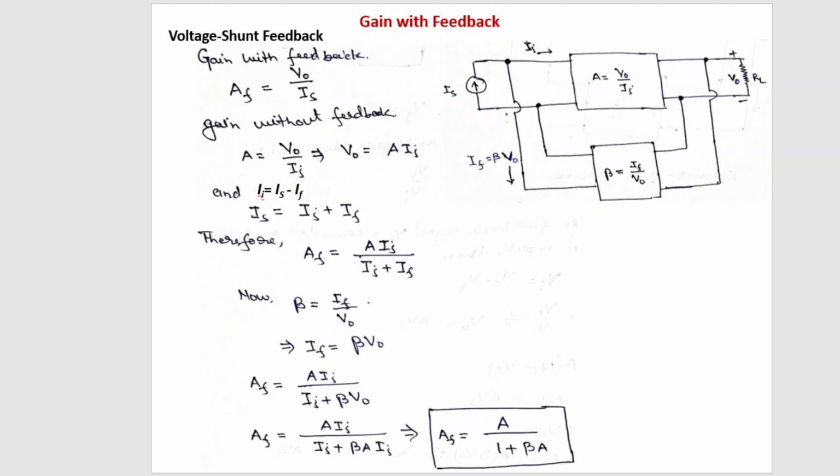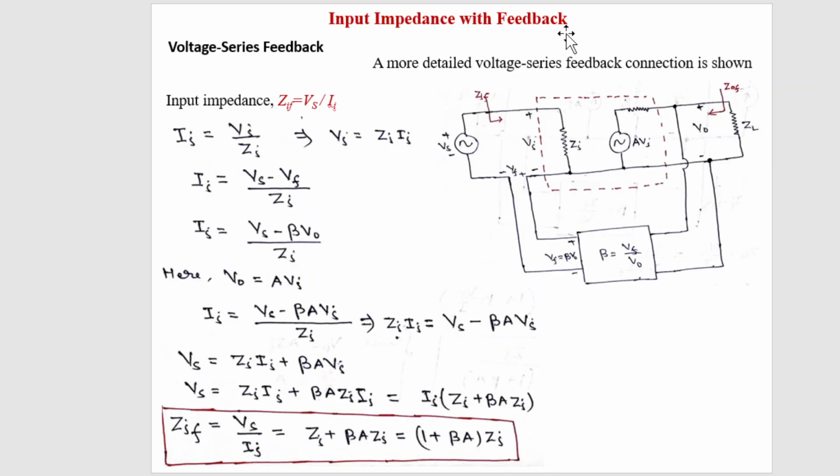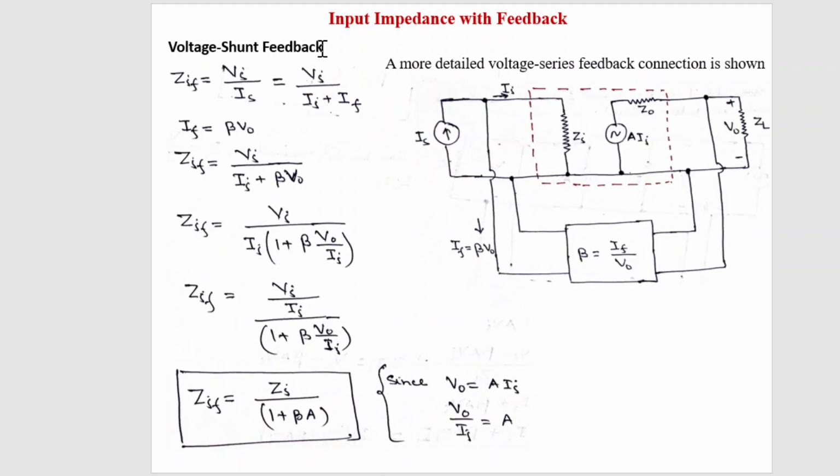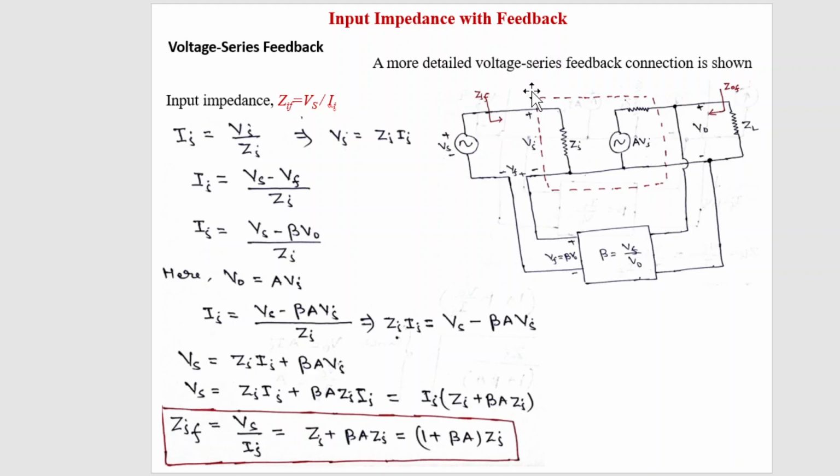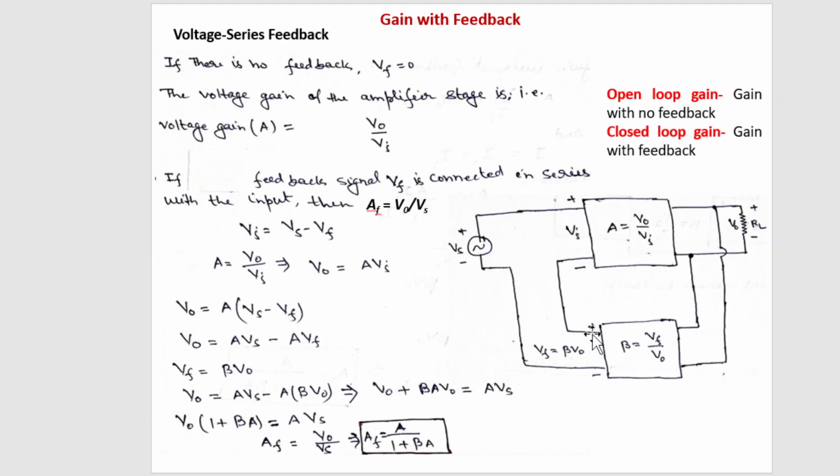other parameters, that is the input impedance, and how the input impedance is changing when we are giving the feedback. And again we will try to calculate this input impedance for two cases, for voltage series feedback and voltage shunt feedback. So when we want to calculate this input impedance with feedback, we have to draw an equivalent circuit diagram.